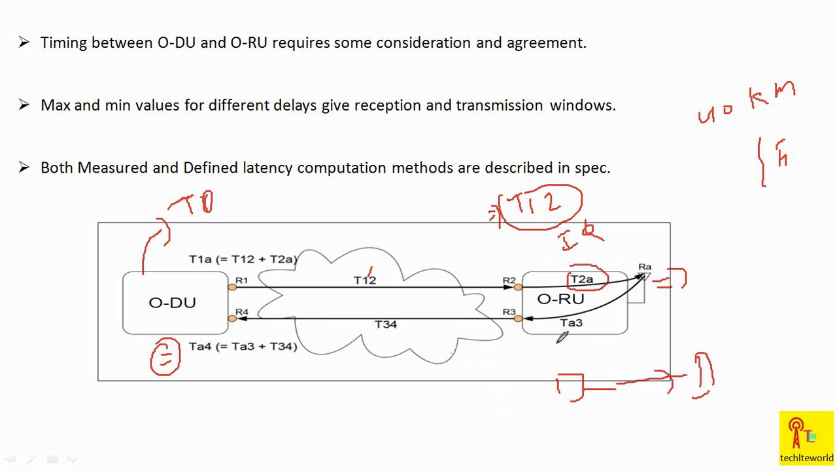So this is for downlink. What is for uplink? For uplink, the antenna will interpret some data and send those data towards the DSP unit.